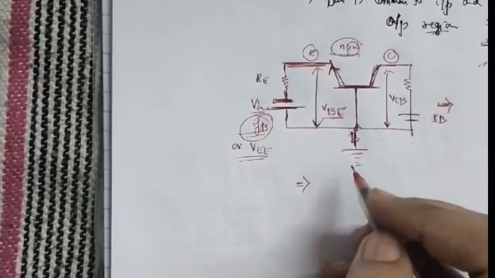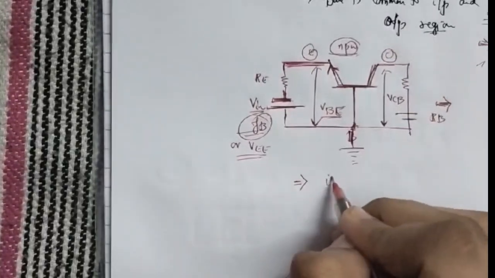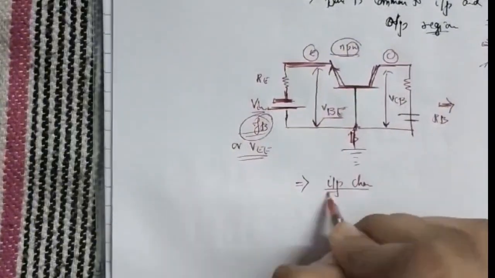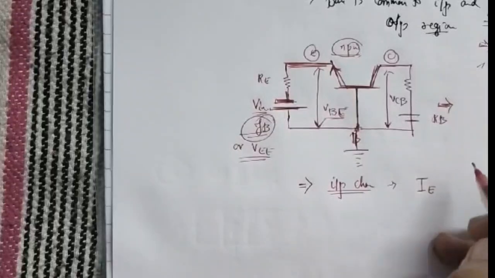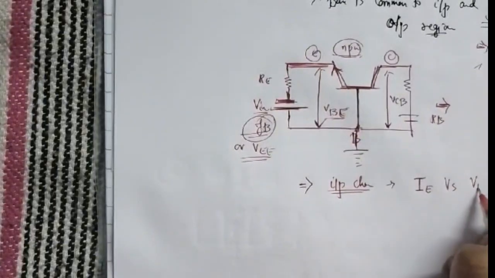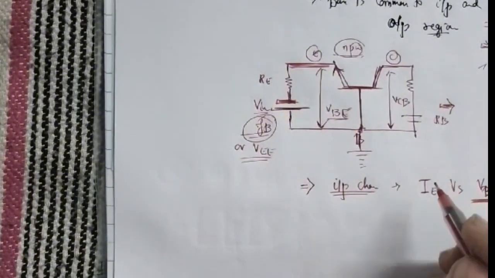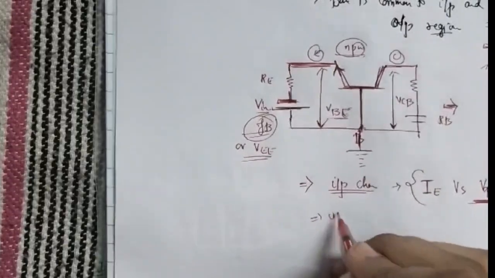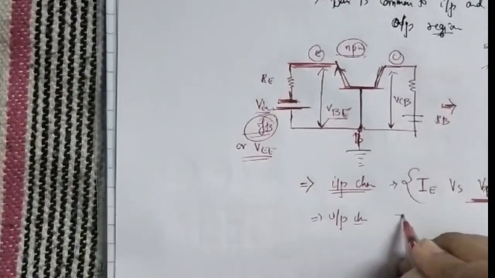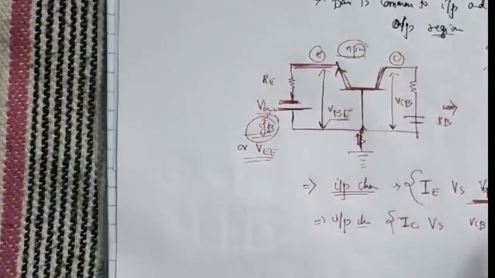Okay, so first we will need to know that there can be two characteristics of this configuration. The first is input characteristics. It is the plot of IE, which is the emitter current, versus VBE, the potential between base and emitter. And output characteristics, the plot is between IC versus VCB.